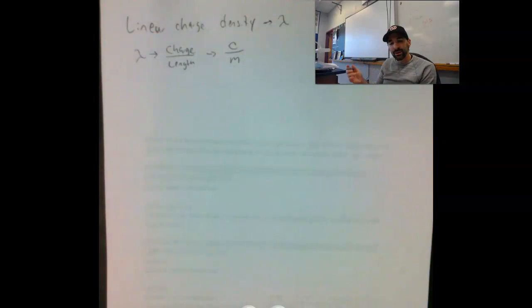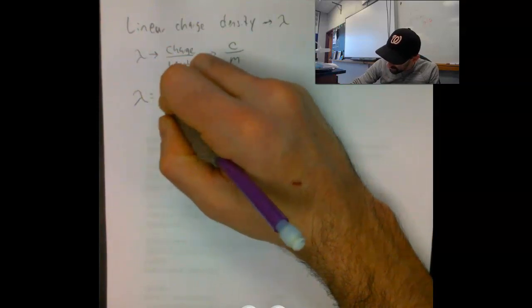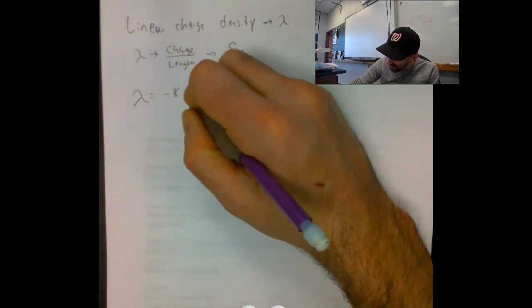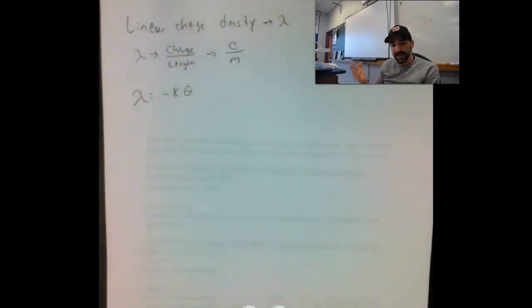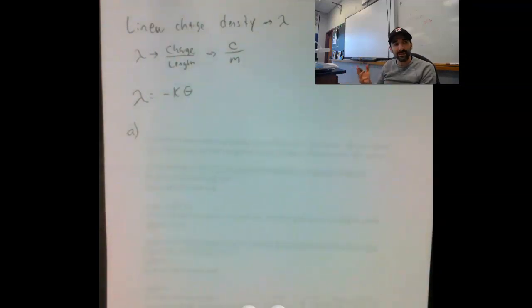And they told us that the semicircular rod has a linear charge density, I'm just looking at the problem down here, a linear charge density of negative k theta. So I'm going to define lambda as negative k times theta. Given information. Beautiful. Now assume k is a constant. Awesome. Part A, what are the units for k? This is a very standard question, and it should not be that hard to apply some dimensional analysis.